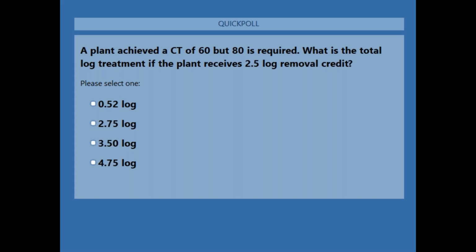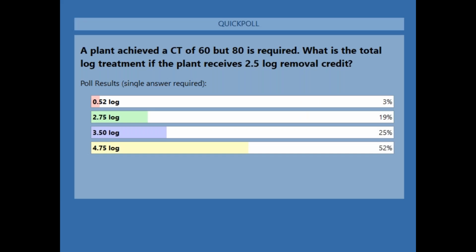Okay, give it another 10 seconds. Okay, so results wise, 3% said 0.52 log. 19% said 2.75 log. 25% said 3.50, and 52% said 4.75 log. Okay, great. Let's look at the answer here.